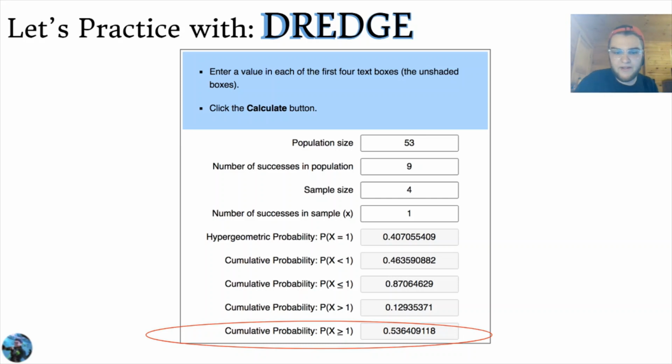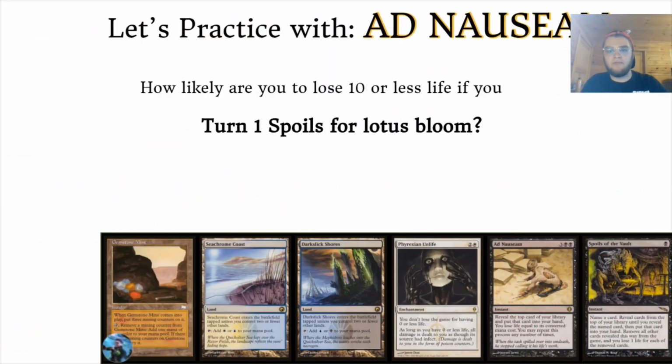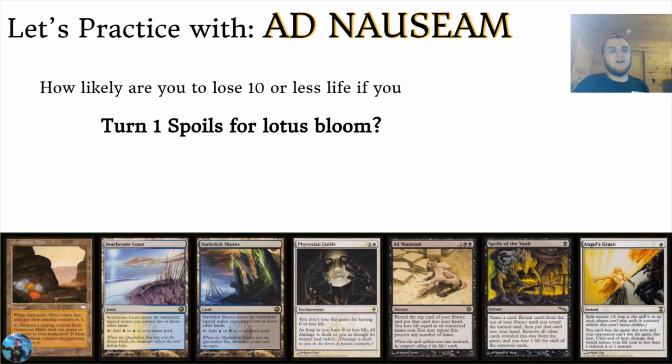Very useful, I think. All right, let's go to our next scenario. Let's practice with Ad Nauseam. One thing that a lot of people are afraid to do is Spoils for Lotus Bloom on turn 1. I do it anytime it makes sense. If we look at this hand here, we have our combo. All we need is a fast mana piece, and we have a Spoils of the Vault. So if we Spoils for Lotus Bloom, we should have a turn 4 win, almost no problem.